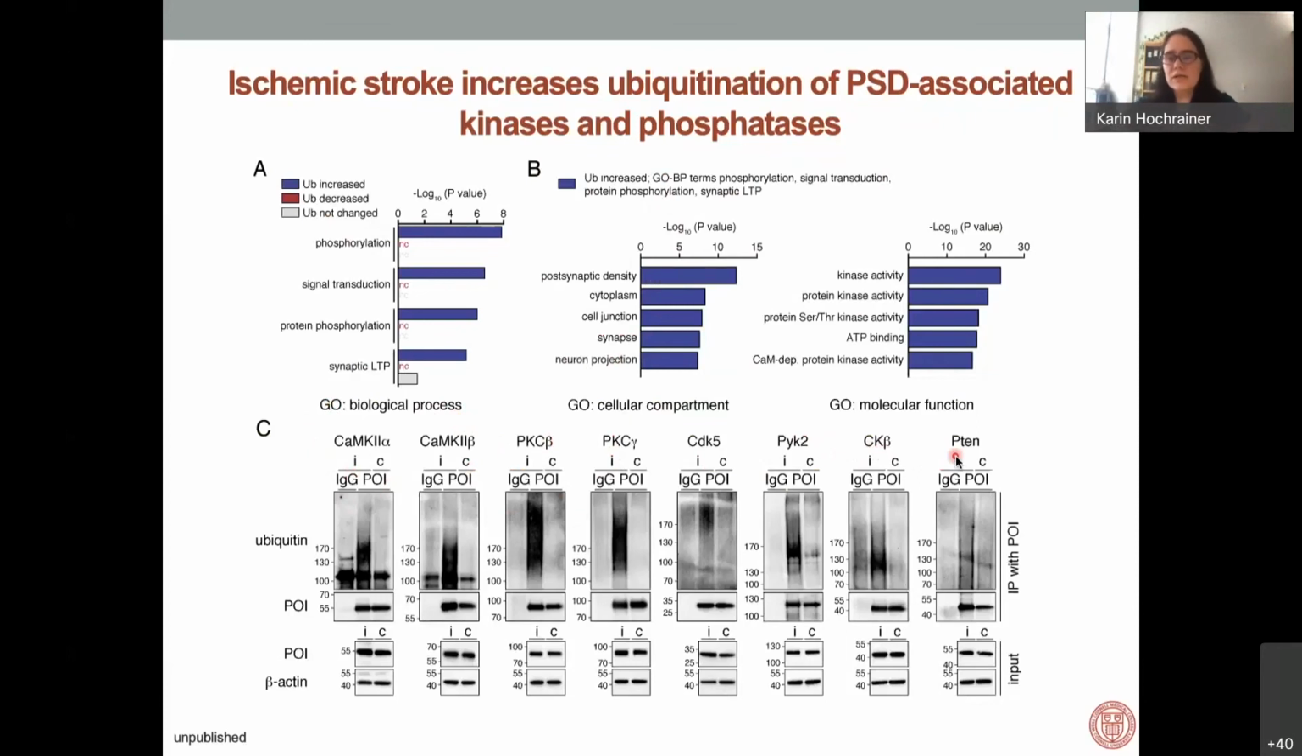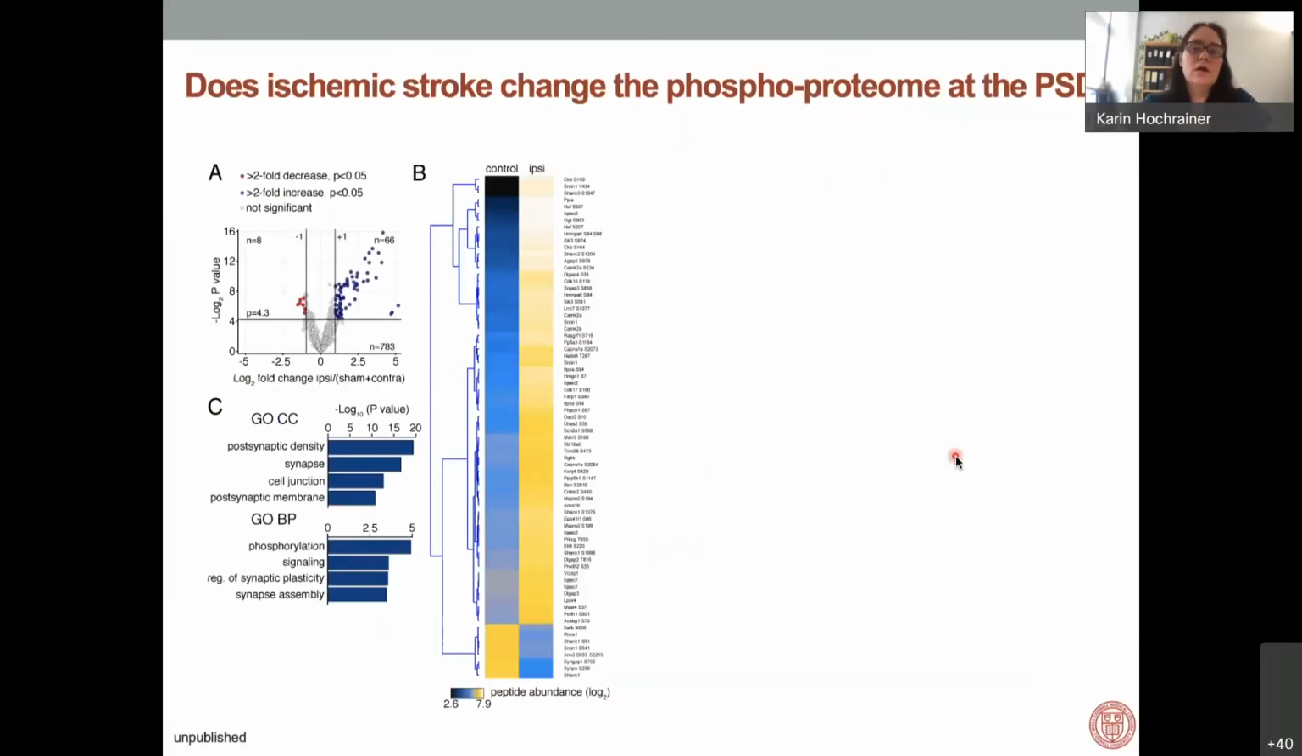So by looking at that, then we were wondering, if ubiquitination influences kinase activities, we should see a different phosphorylation pattern after ischemia. So we ran phosphoproteomics analysis, and this is exactly what we find.